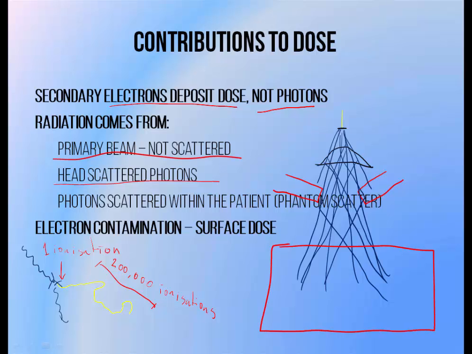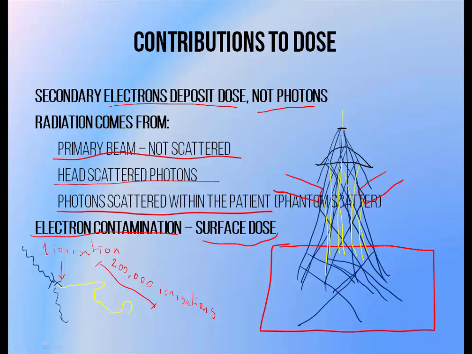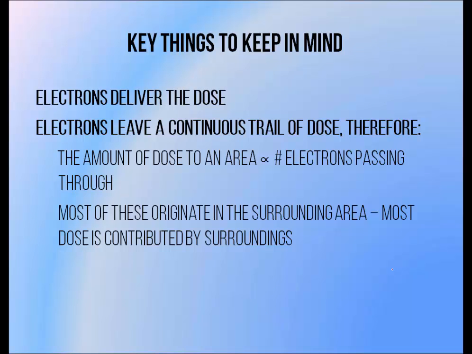The beam is also scattered as it passes through a patient or a phantom that we may irradiate as a patient's substitute. We call this phantom scatter. There are also secondary electrons generated within the LINAC treatment head, mostly within the flattening filter. These electrons are referred to as electron contamination. They deposit their dose very close to the surface and are therefore responsible for the majority of photon beam surface dose.